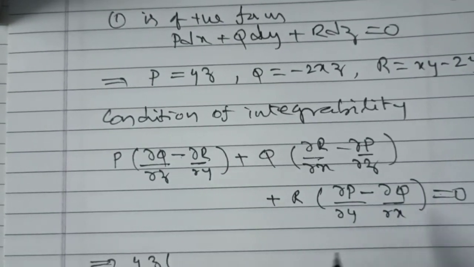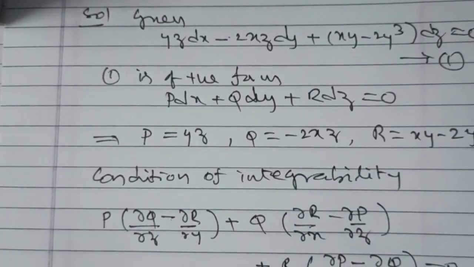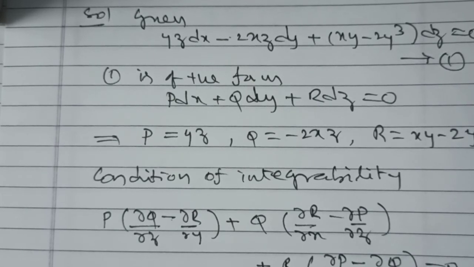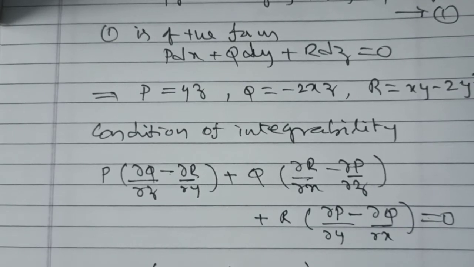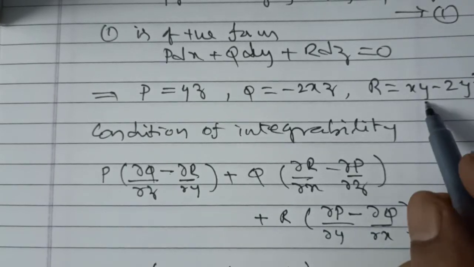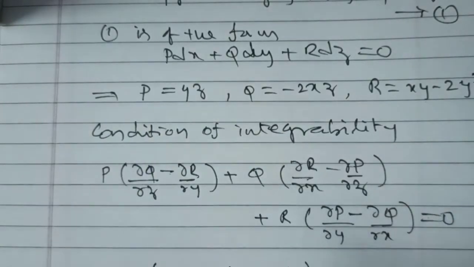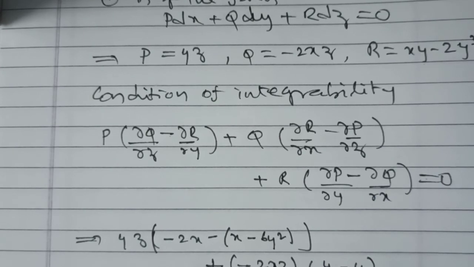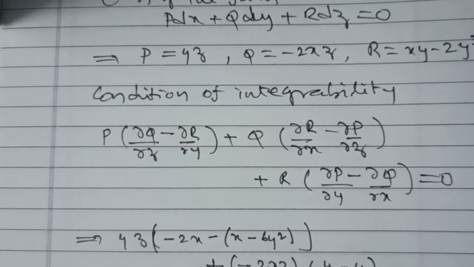This implies P is now yz into ∂Q/∂Z. So ∂Q/∂Z is minus 2x, minus ∂R/∂Y is x minus 6y², this is all minus 2x minus of 6y², plus Q, that means minus 2xz into ∂R/∂X is y, minus ∂P/∂Z is y, plus R into xy minus 2y³ into ∂P/∂Y is z, minus ∂Q/∂X is minus 2z, that is plus 2z, is equal to 0.